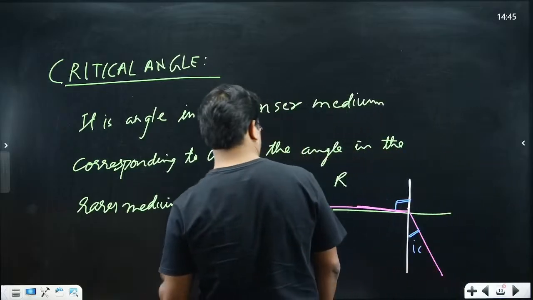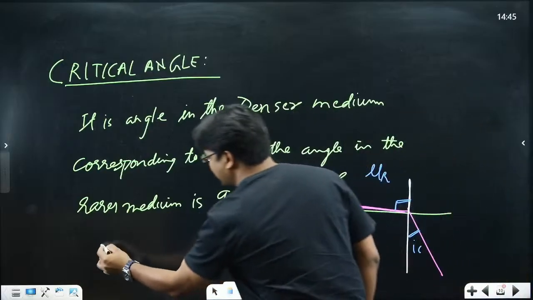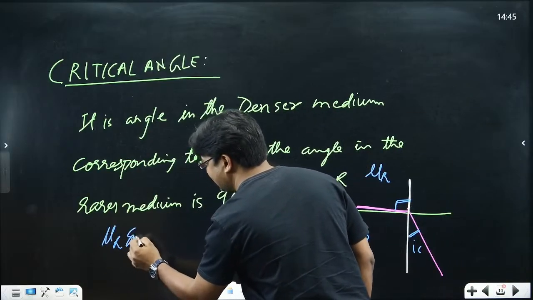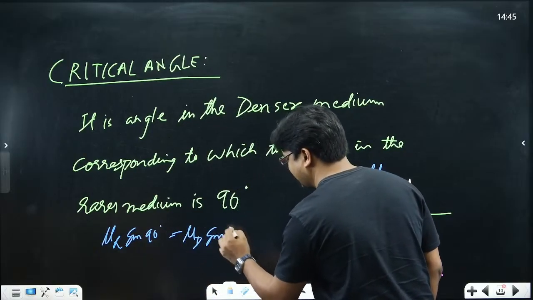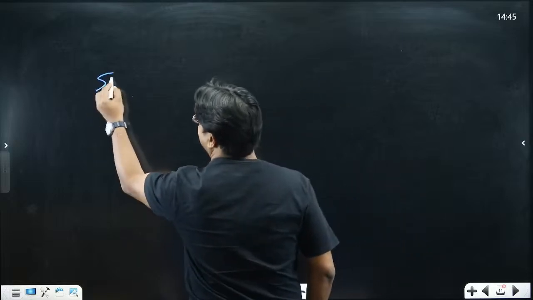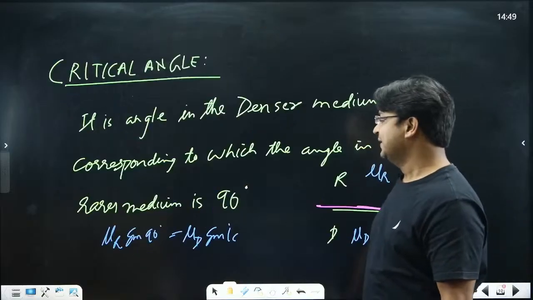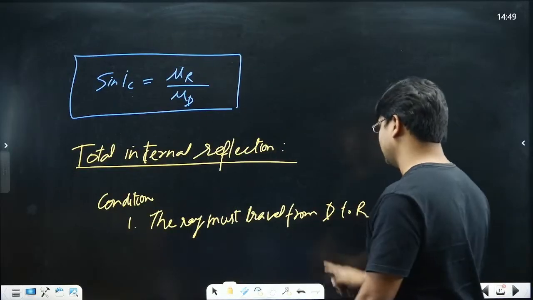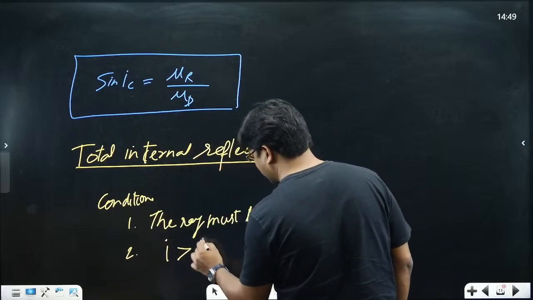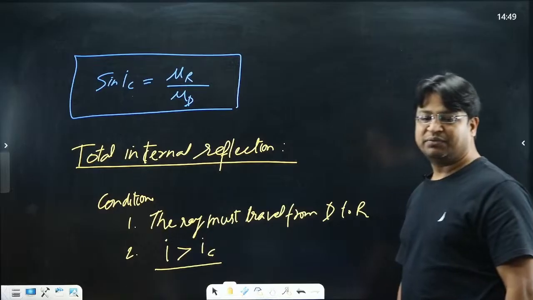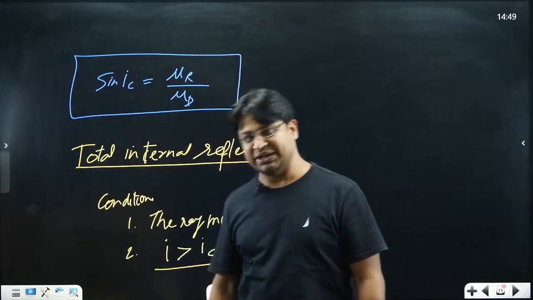If I now write Snell's law, let's say this is mu r and this is mu d, we will write mu r sine 90 equals mu d sine of critical angle. Going from rarer to denser, the ray is bound to enter into the second medium. So the ray must travel from dense to rare for TIR to take place. And the second condition is that the angle of incidence should become greater than the critical angle. That would be the second condition that must be met for TIR to take place.